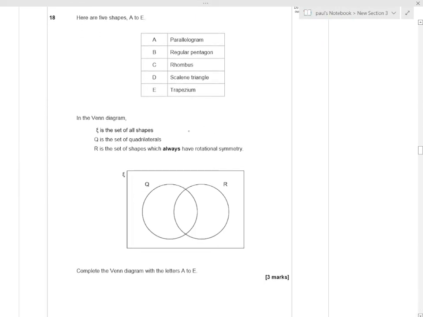Right, now we've got some shapes. So this is properties of shapes. So a parallelogram, so this is everything. Q is a set of quadrilaterals. R is a set of shapes that have rotational symmetry. So there's something else to learn.